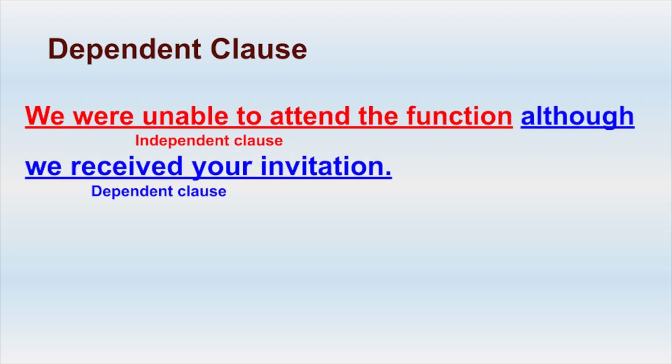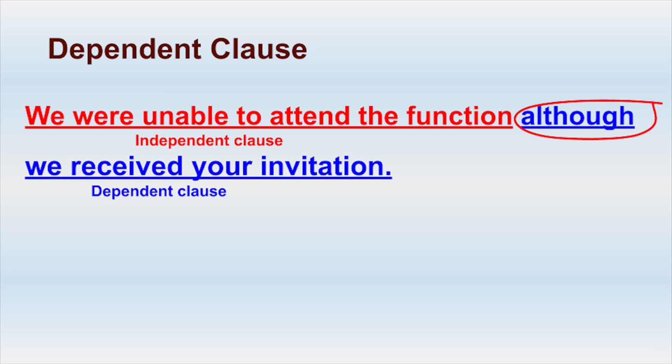We were unable to attend the function is the independent clause. It precedes the dependent clause, although we received your invitation. Note that the dependent clause always starts with a subordinating conjunction. In this case, the subordinating conjunction is although. Note also that no comma is necessary to separate the clauses when the dependent clause follows the independent clause.